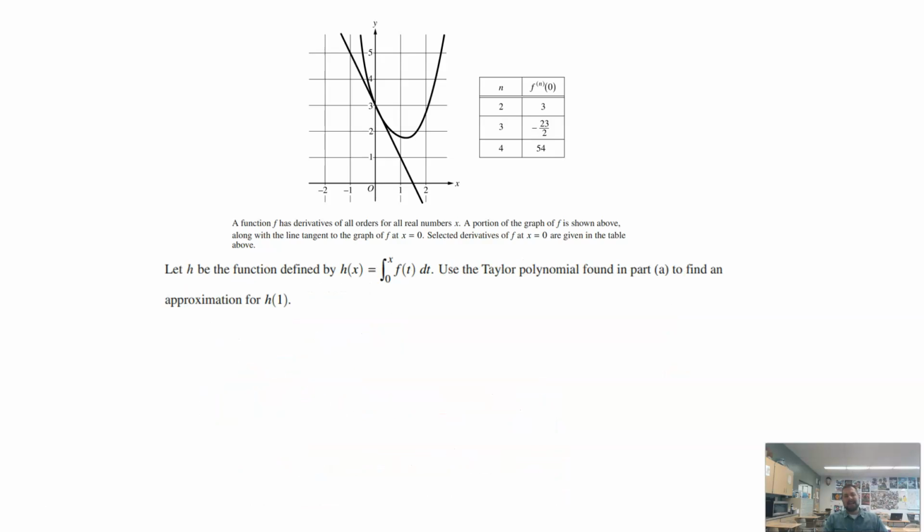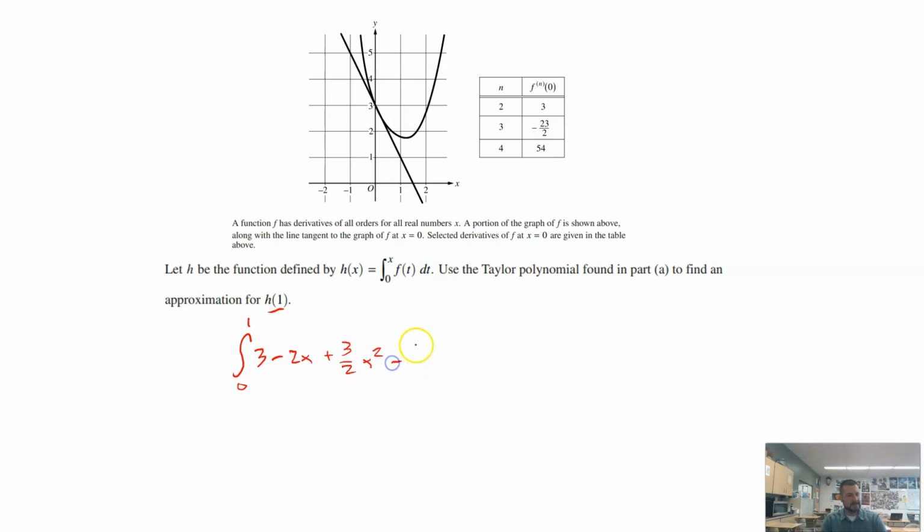Letter C, let h be the function defined by the integral from 0 to x of f of t dt. Use the Taylor polynomial found in part A to find an approximation for h of 1. So what it wants us to do is the integral from 0, not to x, but we're plugging 1 in. So I do the integral from 0 to 1 of that same Taylor series that we created in part A.